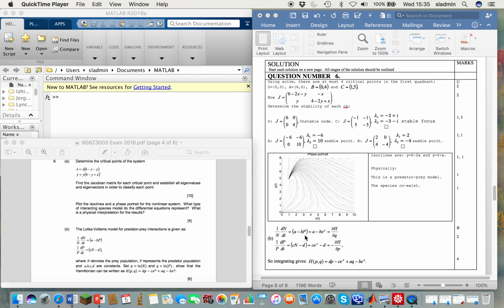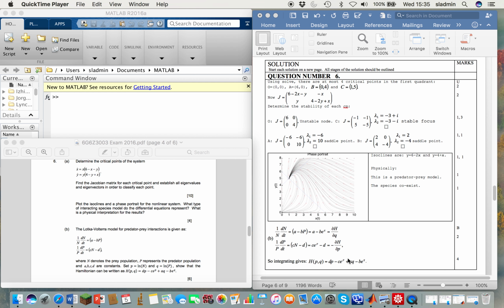And we know that p is equal to log n. So we substitute p is equal to log n and q is equal to log p. So we just substitute those values and we get these differential equations. And then we know that dp dt is dh dq and dq dt is minus dh dp. So then if we integrate our Hamiltonian, then we get h of p and q is equal to the expression given there.